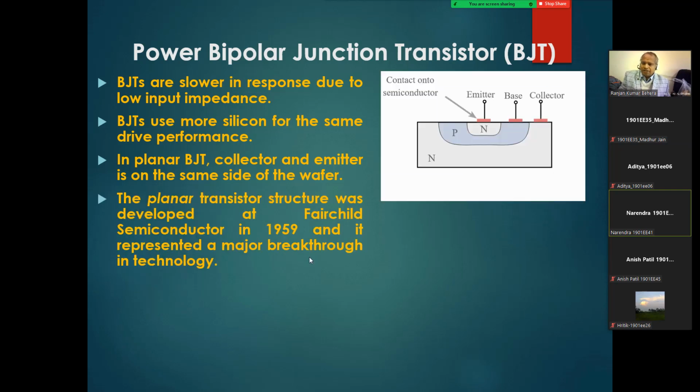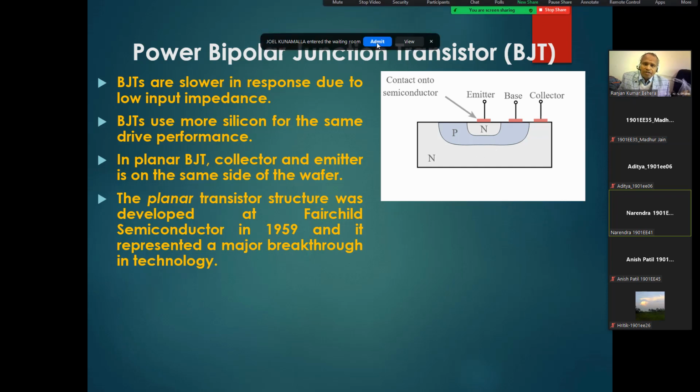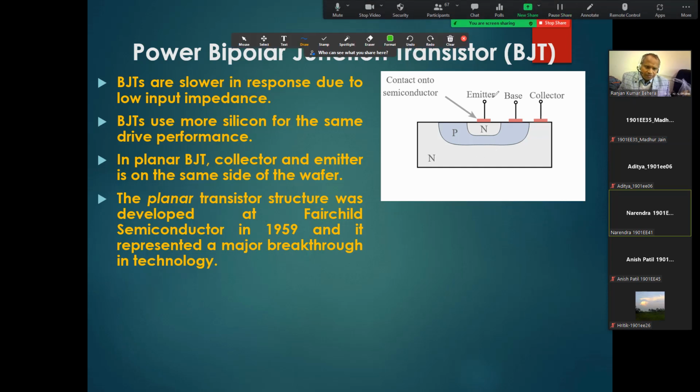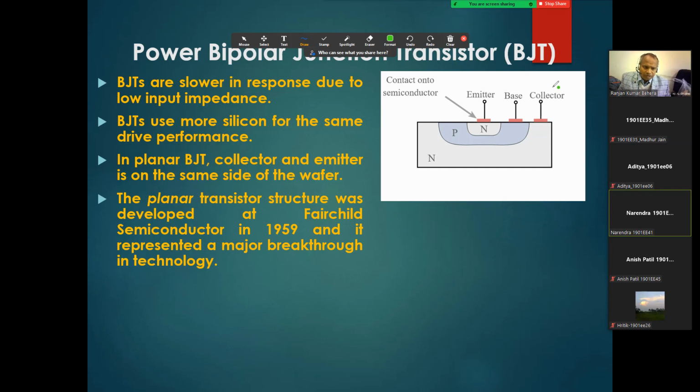The planar transistor structure was developed by Fairchild, and you can see here that both the collector and emitter are on the same side of the wafer. This is because it has a very low power handling capability. That is why it is a signal-level device.